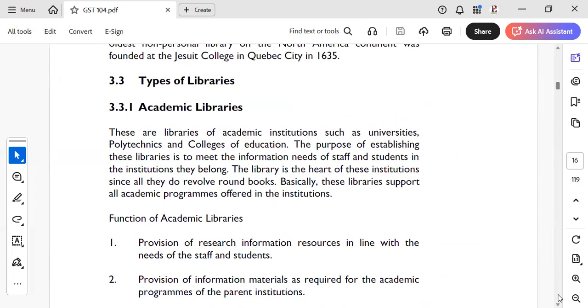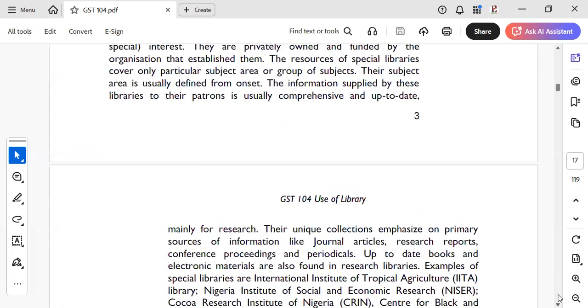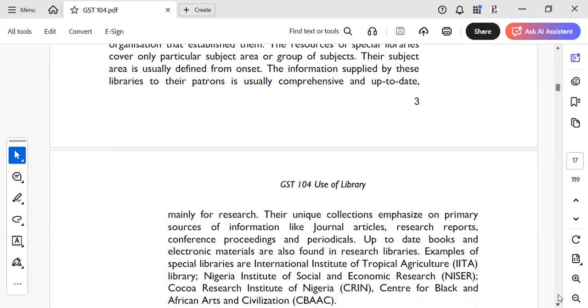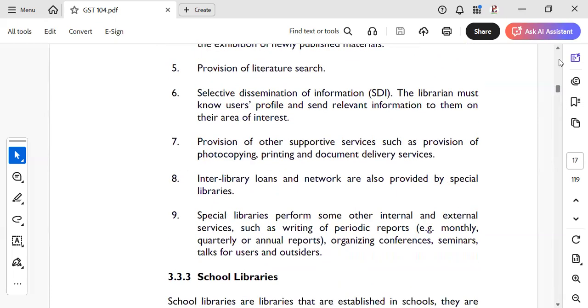Which library caters for the needs of its staff and students? Academic libraries. Thank you. So it means we are following.